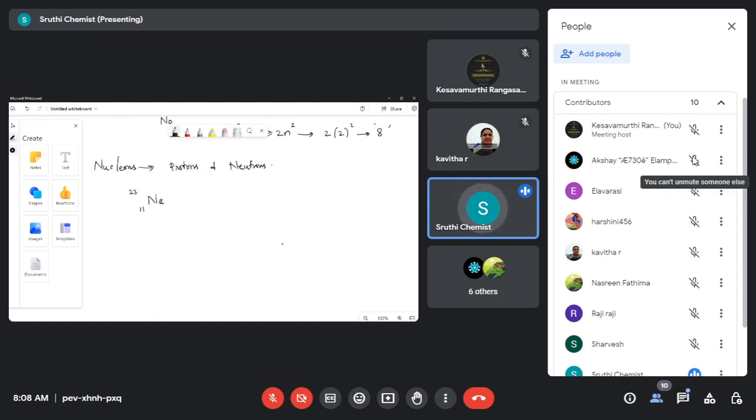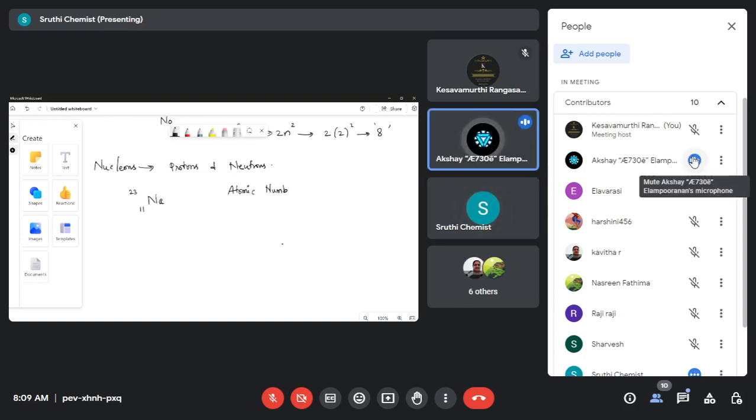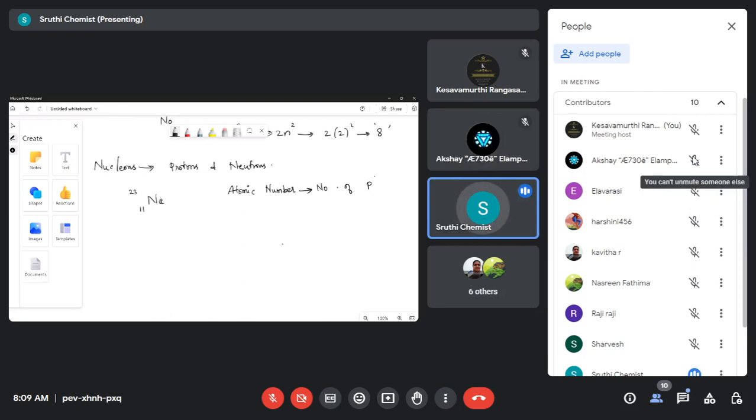Atomic number, someone said it's a number of electron. So is it a number of electron, atomic number? Mostly we will be denoting here number of proton. Number of proton is the first preference. Then only you have to say number of electrons. Atomic number is number of electron only if it is a neutral atom.